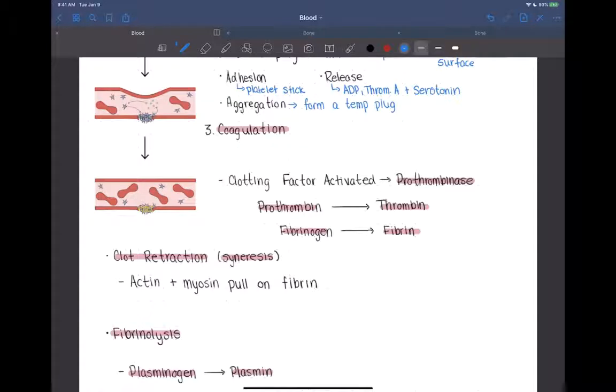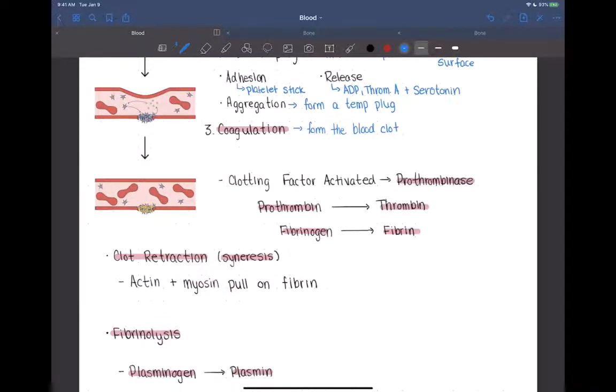And so we're going to form the blood clot. That clot is going to be the permanent plug. So that's the goal here, to form that permanent clot. Our permanent plug.